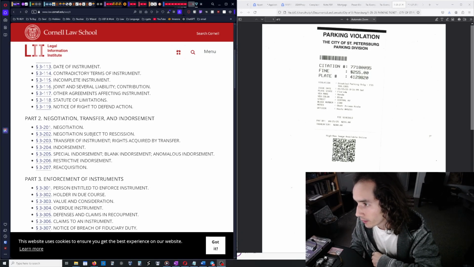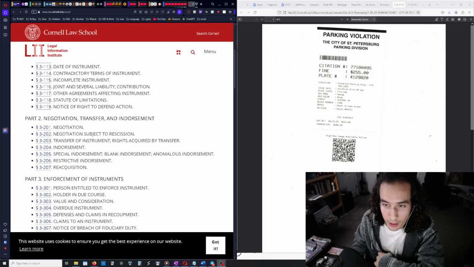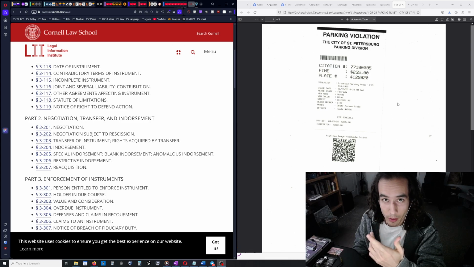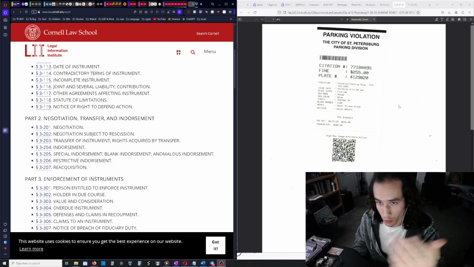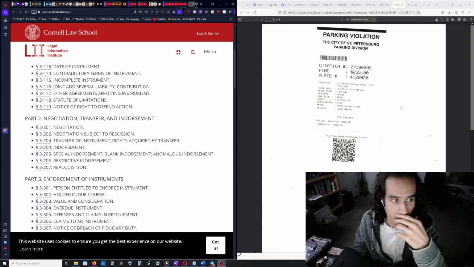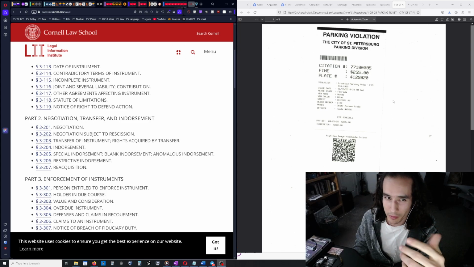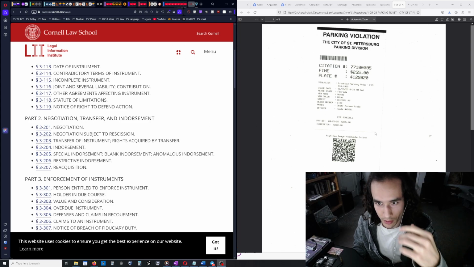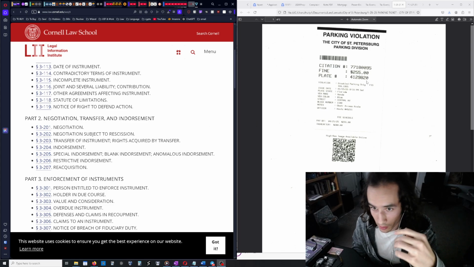Hey guys, this is Yuri, and today I want to teach you as efficiently as I can how to pay a parking ticket. How everybody should be paying a parking ticket due to the laws of finance in the United States and pretty much worldwide. But I'll be showing you United States laws. So this is my parking ticket that I got like a couple days ago.